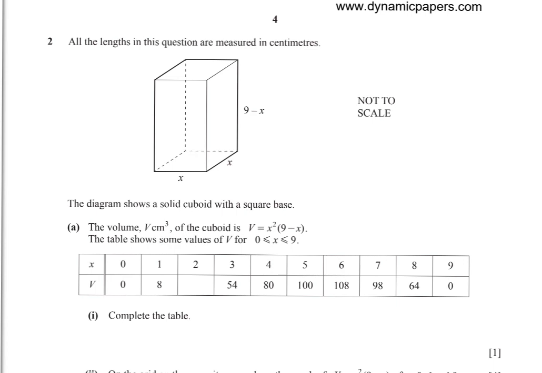We need to substitute x equal 2 to find the volume. So if you put x equal 2, now you have 2 squared times 9 minus 2. So 4 times 7 is 28. So 28.